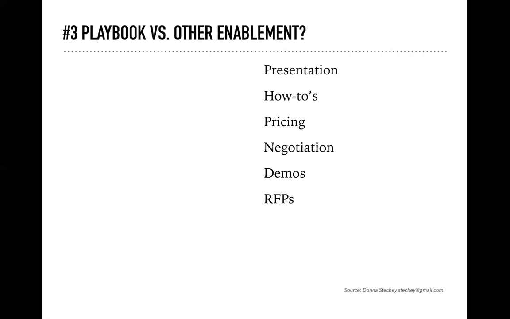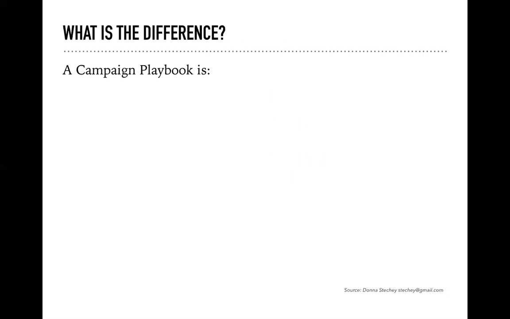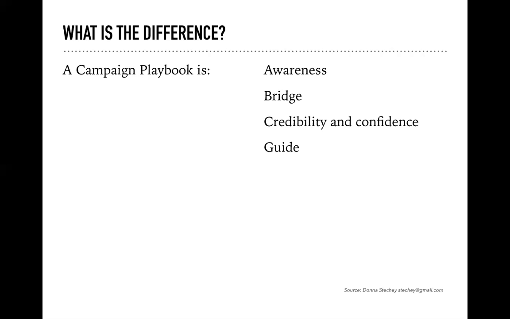Demos that may be online or in person, and approaches to different requests for proposal or responses for proposal. These are often included in enablement. They are critical for all the sellers, but the playbook is a little bit different. The campaign playbook has really four key goals. It creates awareness of a marketing campaign.